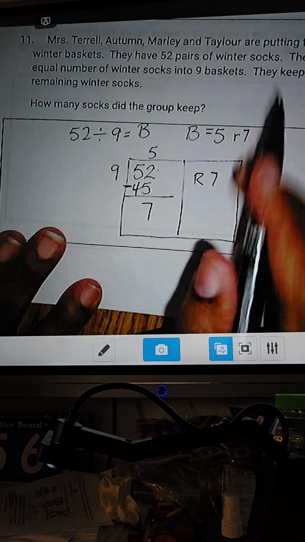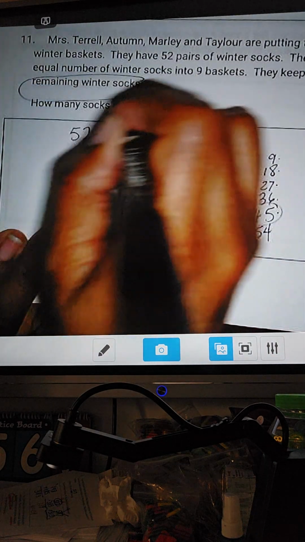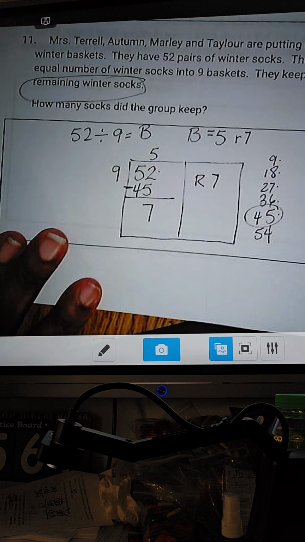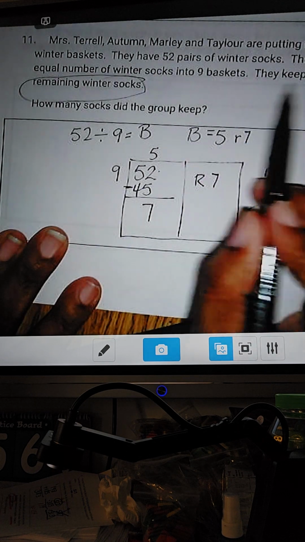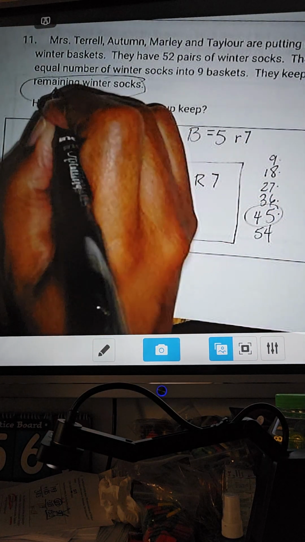It says they keep the remaining winter socks. So if it's multiple choice, are you going to mark 5, remainder 7, or are you going to mark 7? 5, remainder 7, and you will be absolutely wrong. 7? You'll be wrong. They keep the what? The remainder.